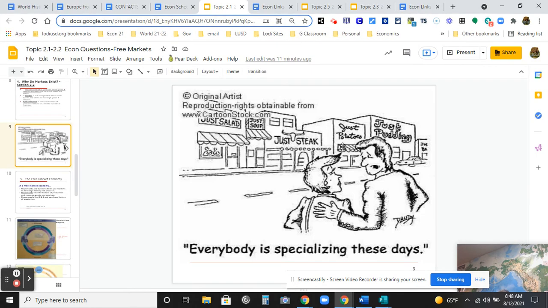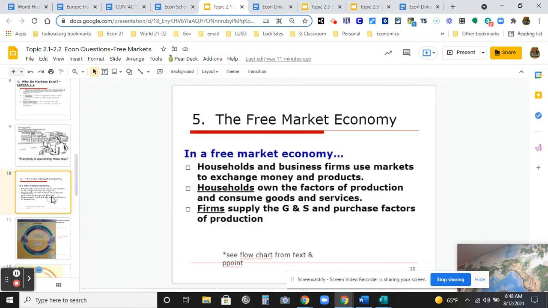This is a joke about specializing. Everybody is specializing these days. Just steak, just potatoes, just pudding, just salad, just soup. So basically, you cannot get a whole meal at one place. You're going to have to stop at all these places. So there is a downside if there's over specialization because it could affect convenience. But then people say, well, if you specialize, maybe you'll get the best salad or the best soup or the best steak. So this is the niche versus the convenience argument.